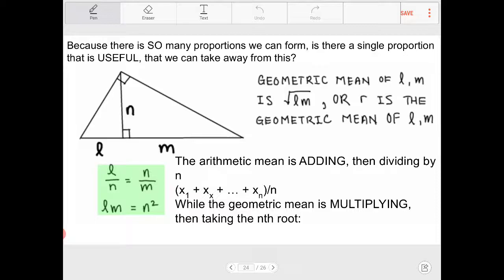Here in this case, instead of adding the data points, we're going to multiply the data points together and then take the nth root, which will look something like this. So a geometric mean, because we only have two values here, L and M, L times M is equal to N squared. If we were to take the geometric mean of, let's say, P, Q, and R, then PQR is equal to N cubed, and so forth. And then we would have to take the cube root of those products together.